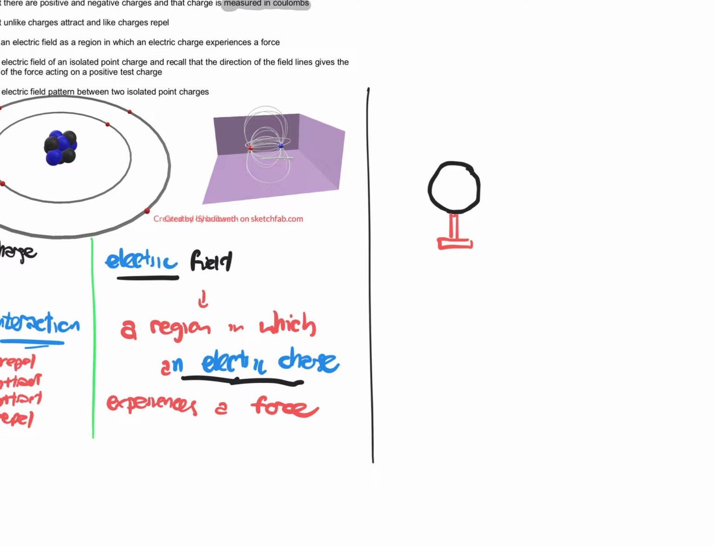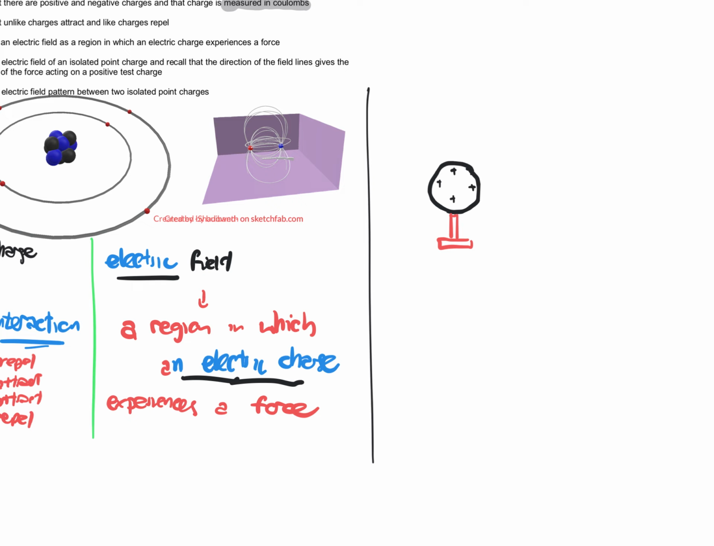Let's call this an insulated stand such that no charges can move on this, right? We know charges can only move in conductors, right? So electric conductors. So this is an insulator. Now, in this sphere, which is very, very positively charged, I'm going to put these pluses over here just to show it's really, really positively charged.